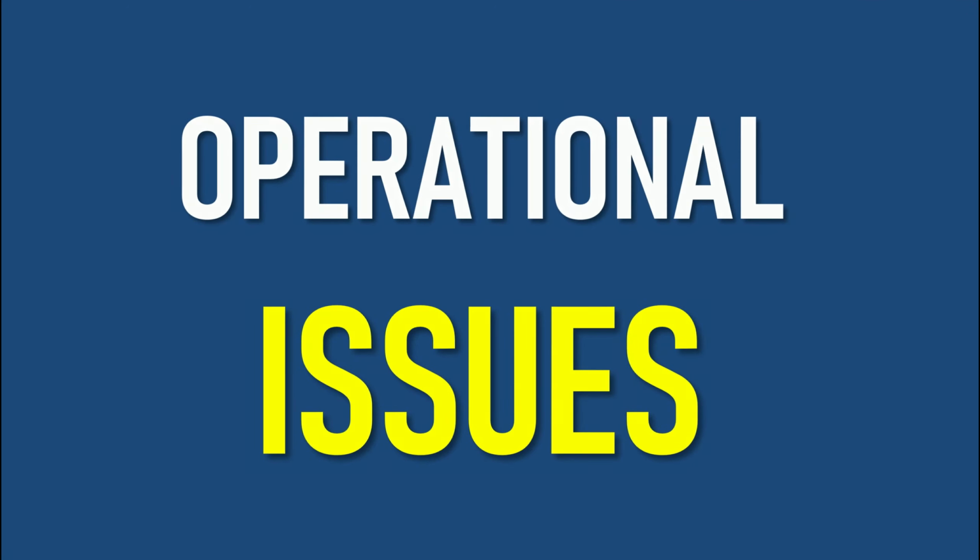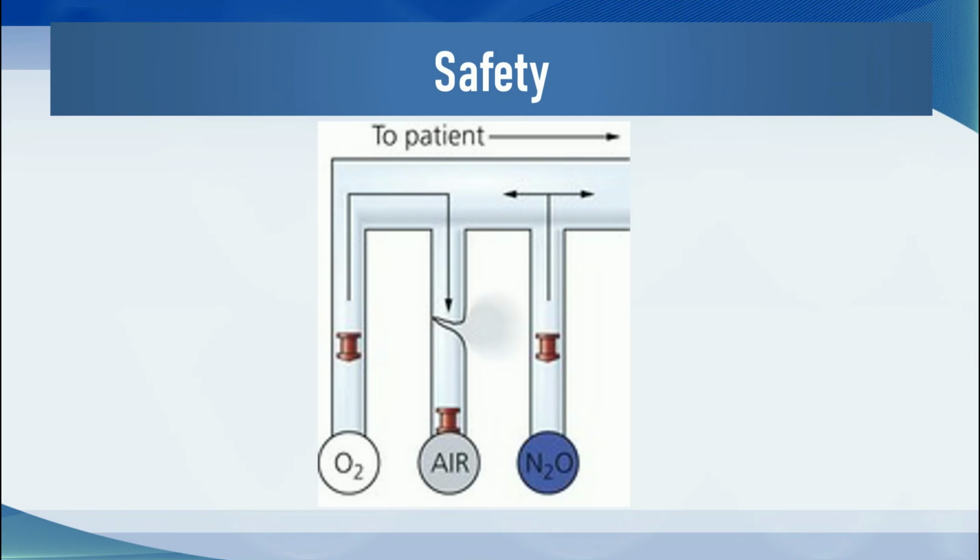Operational issues. Nitrous oxide has been used for nearly 200 years, and traditional analog anesthetic machines had three flow meters for gas: oxygen, air, and nitrous oxide. Remember, air always contains 21% oxygen. There was a problem with flow meter controls.